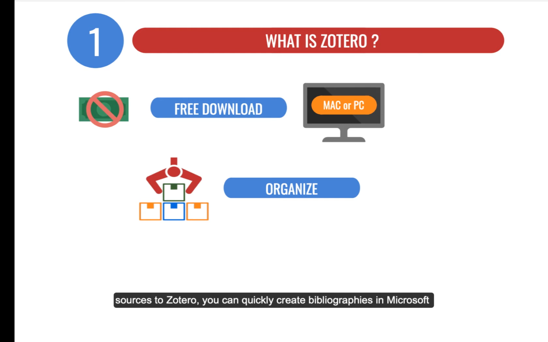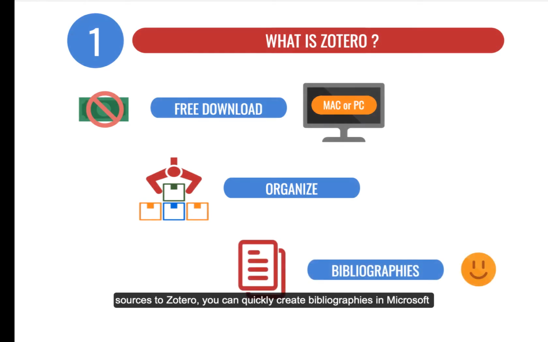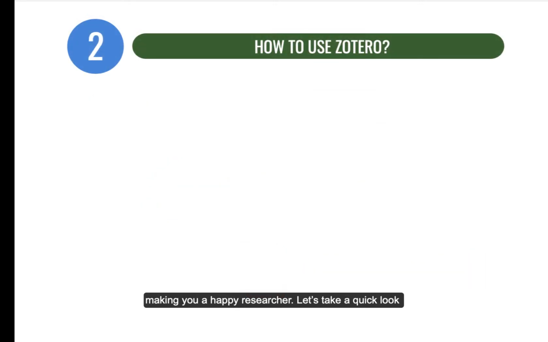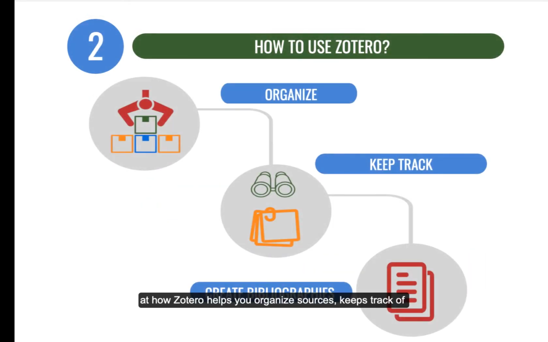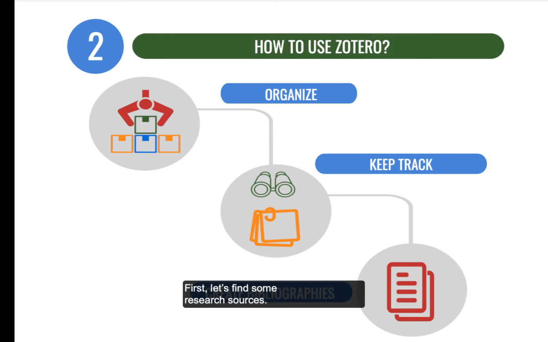Once you save sources to Zotero, you can quickly create bibliographies in Microsoft Word or Google Docs, thereby saving you lots of time and making you a happy researcher. Let's take a quick look at how Zotero helps you organize sources, keep track of your research ideas so you can write more efficiently, and creates bibliographies.